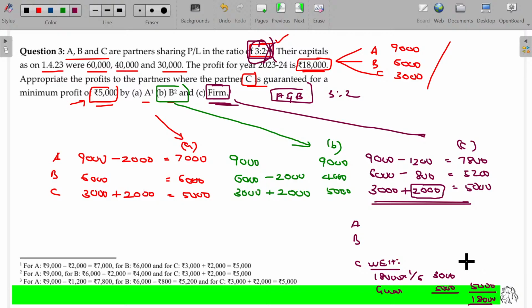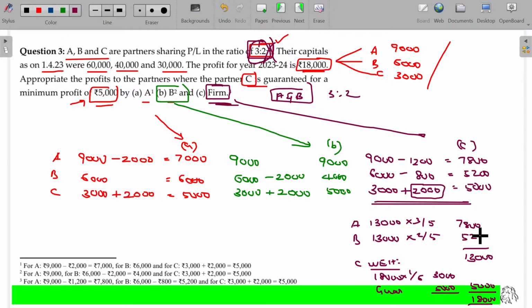Out of 18,000, 5,000 is paid and the balance of 13,000 will be shared between A and B in their own P&L ratio. A will get 13,000 into 3 by 5 and B will get 13,000 into 2 by 5. Is that okay? This is another approach of solving the same. 3/5 of 13,000, how much is that? Are you getting 7,800? You'll get the same answer.